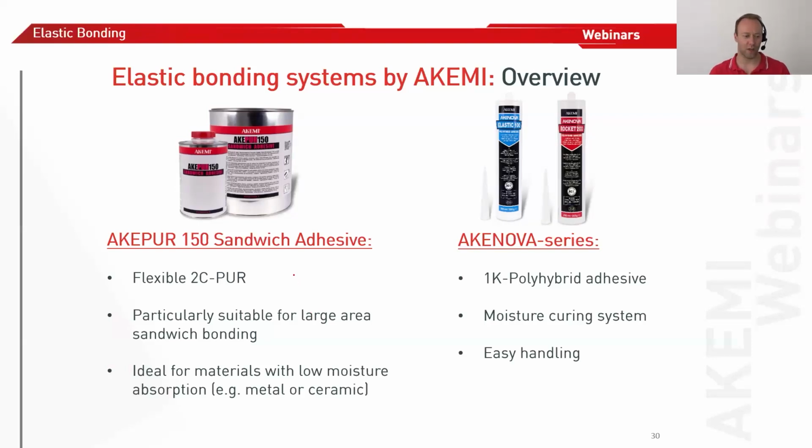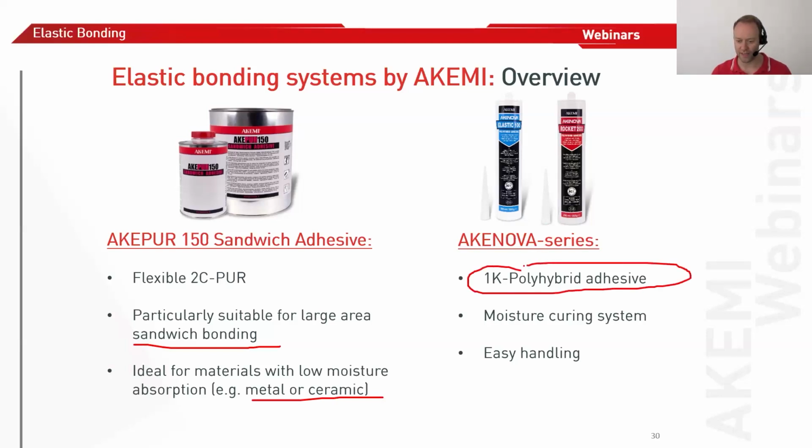What are the advantages of a two-component product? You can use it on very large, wide areas, especially for sandwich bondings. When you have, for example, materials like metal or ceramic, which you want to glue together, there's no air, humidity, moisture coming in contact with the glue. Why is that important? Because usually we come also later to the AKENOVA series. This one component polyhybrid adhesives, they need moisture for curing.